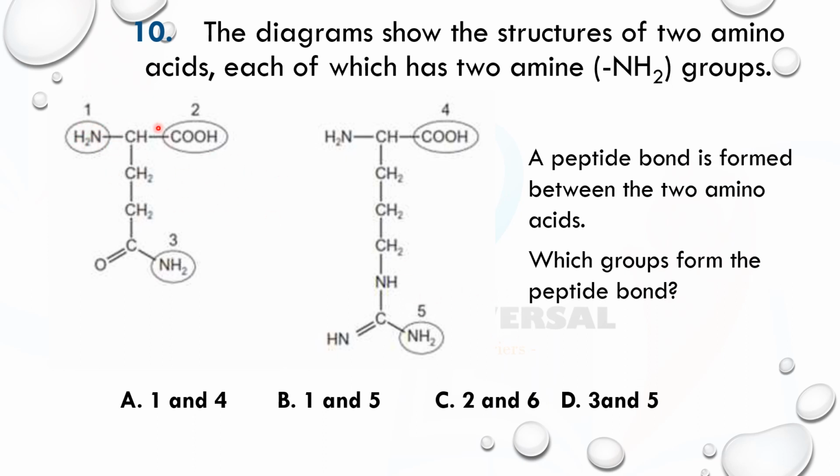Okay, this is a terminal amine group, a terminal carboxylic group. They are connected together by a central carbon. So the reaction is between a terminal amine group and a terminal carboxylic group. All of these here are not terminal. They're part of the R group. The R group is from here. Just to mention, I've done this before, but I just want to mention that.